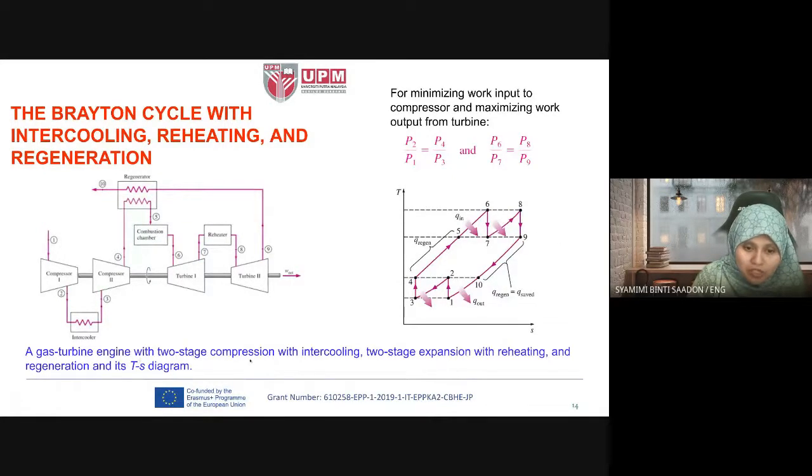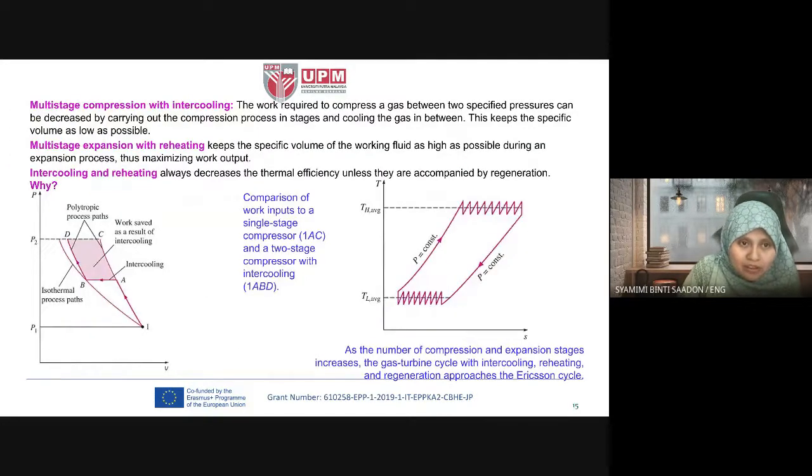So a gas turbine engine with two-stage compression with intercooling, two-stage expansion with reheating, and regeneration, and the TS diagram here. So this is the example of the combined cycle for a gas turbine engine power plant. We can also have multi-stage, not just two. We can have multi-stage compression with intercooling, so less heat input, to minimize more the compressor work input, or multi-stage expansion with reheating, to maximize the work output, keeping the specific volume of the working fluid as high as possible during an expansion process, thus maximizing the work output.